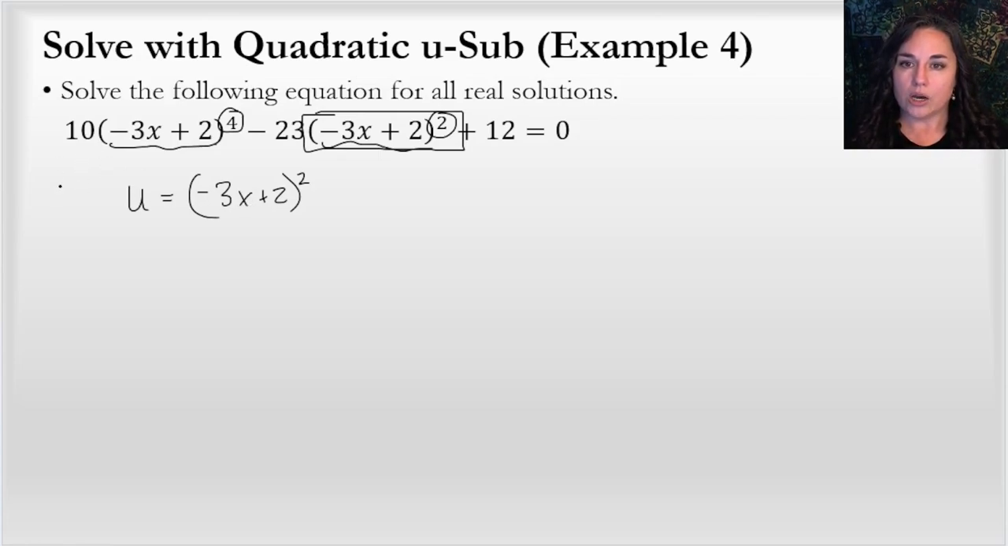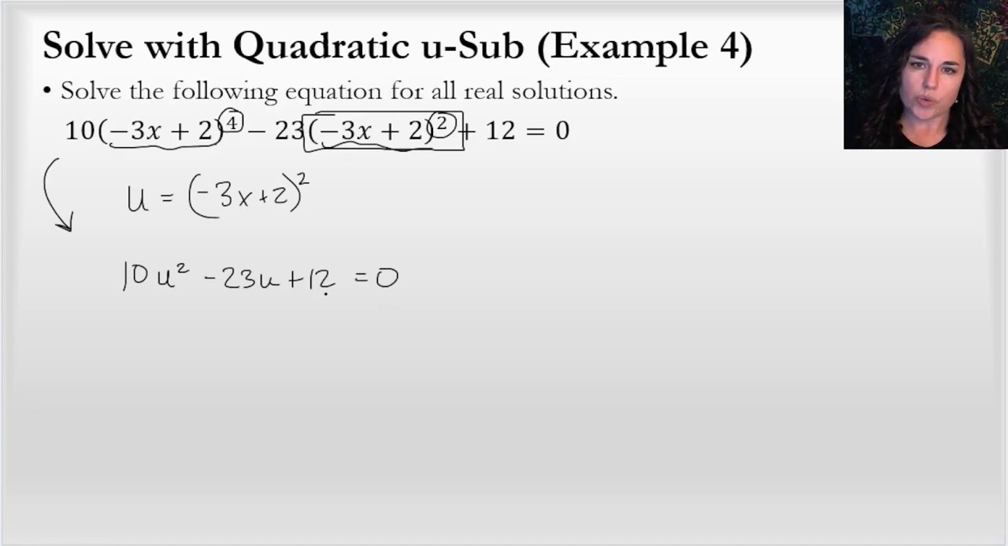And so when I go to plug in my u into my equation to do my u-substitution, I get 10u squared. This term is the original one squared. So that'll be 10u squared minus 23u plus 12 equals 0. All right, so you can use the quadratic formula on this. We can't divide by 2 because that doesn't easily divide by 2. You could use a quadratic formula on this.